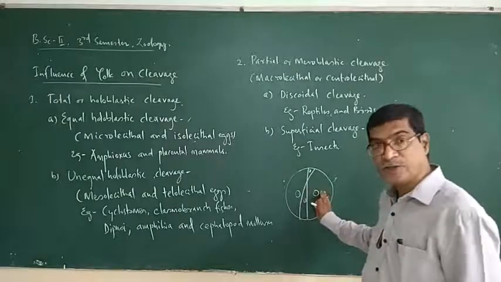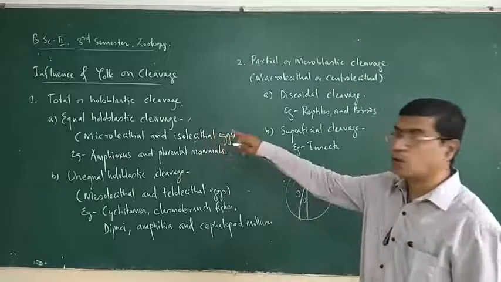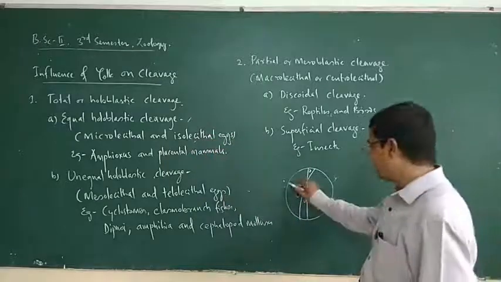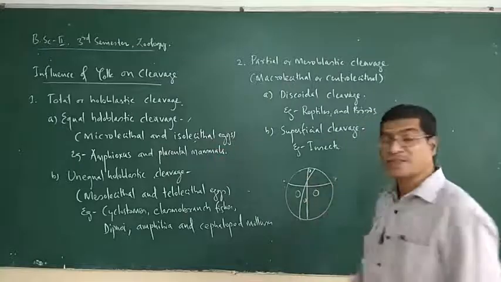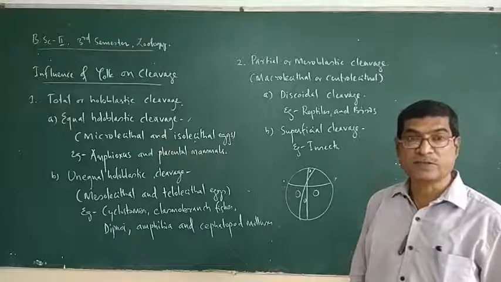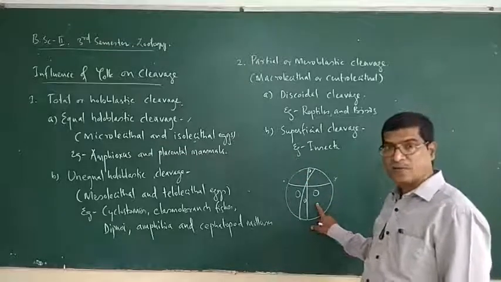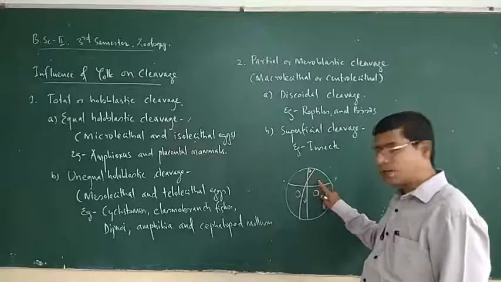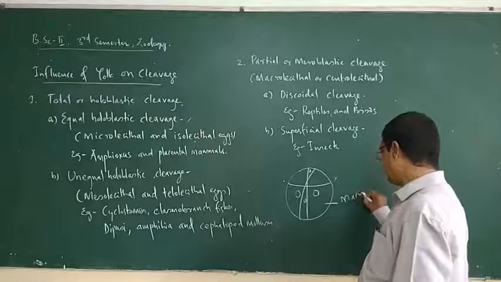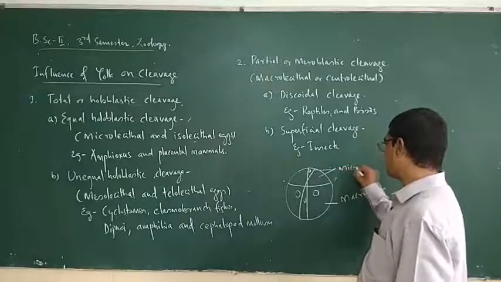Up to the second cleavage, the type of cleavage in the frog egg is what type? Equal holoblastic cleavage. The third cleavage is transverse cleavage towards the animal pole. As a result, how many cells are formed? 8 cells are formed. Upper 4 cells are smaller, lower 4 cells are larger. These are macromeres and these are micromeres.